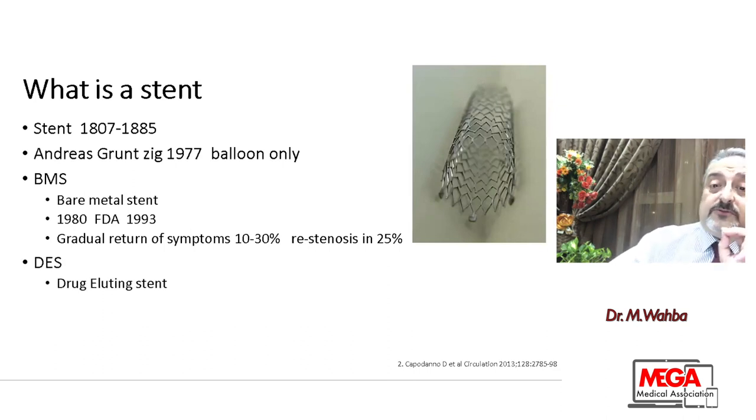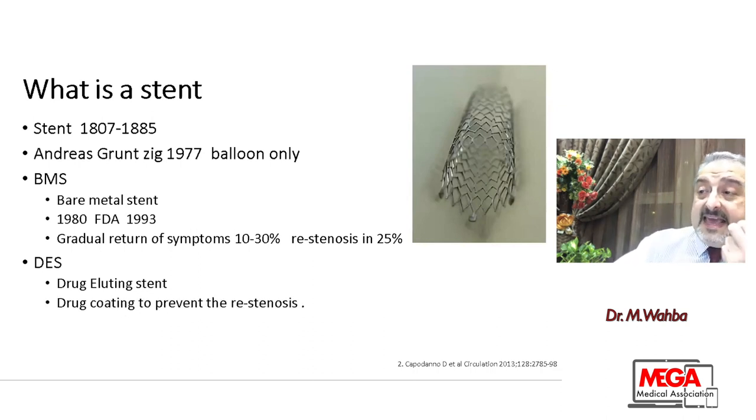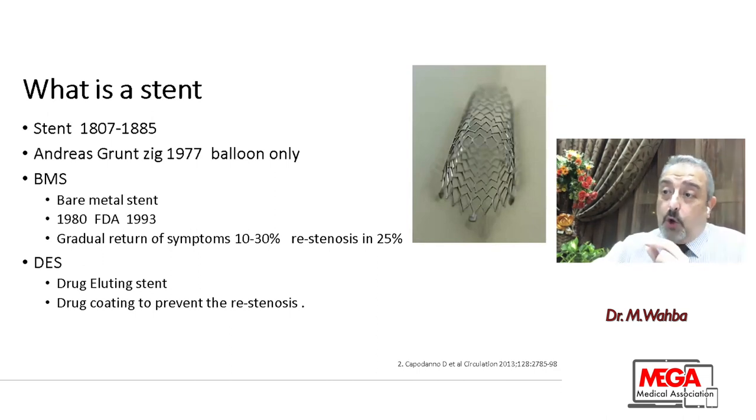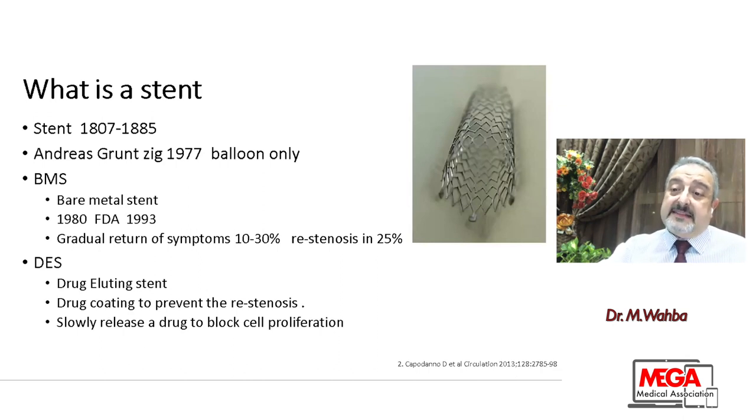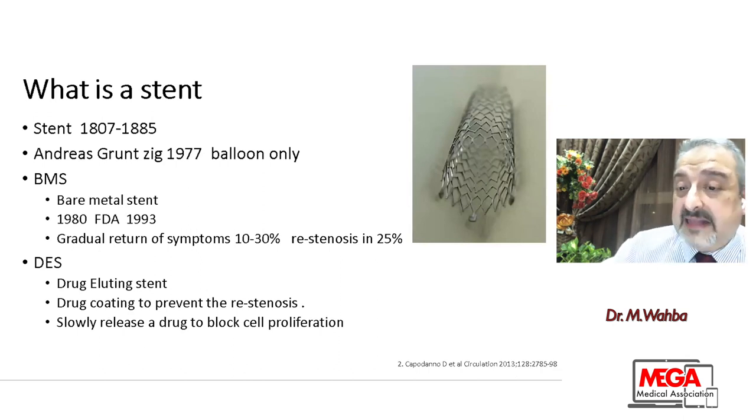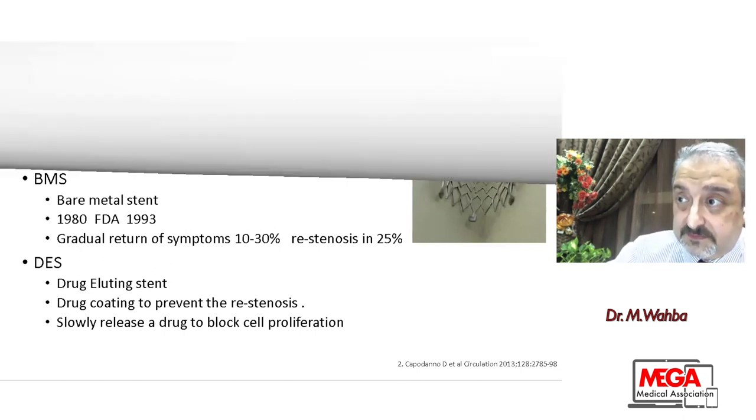Until the year 2000, when the drug eluting stent, a new type of stent, came, which has a coat of anti-proliferative agents. These anti-proliferative agents allow smooth flow between the blood components and the stream flow of the blood, preventing the friction and the restenosis of the reopened stenosed part again. Great. That prevented the cell proliferation.